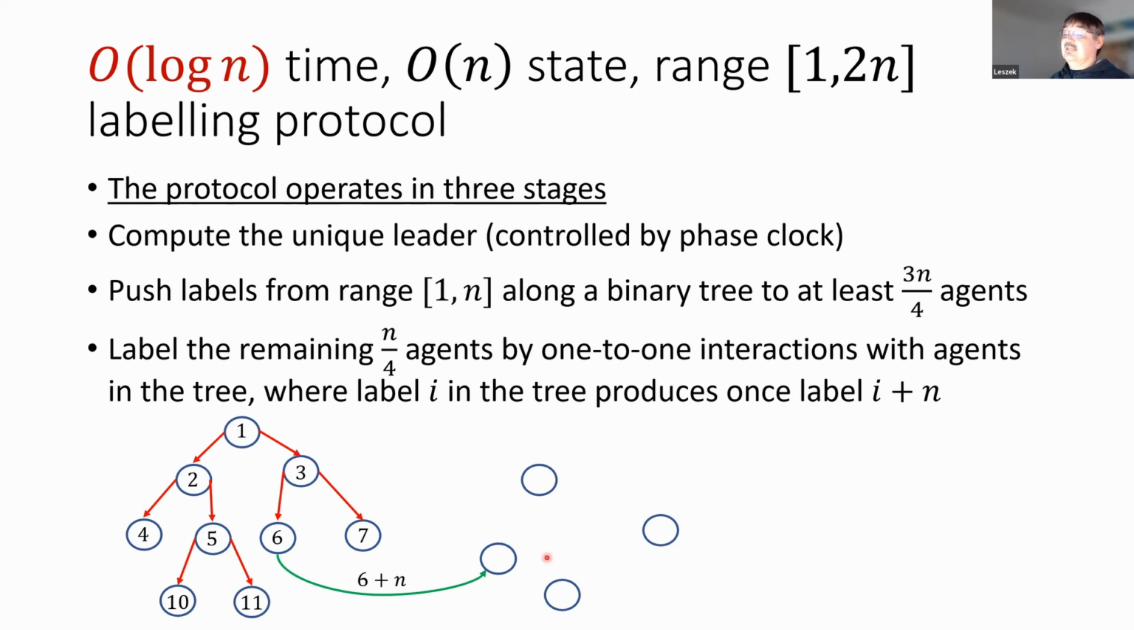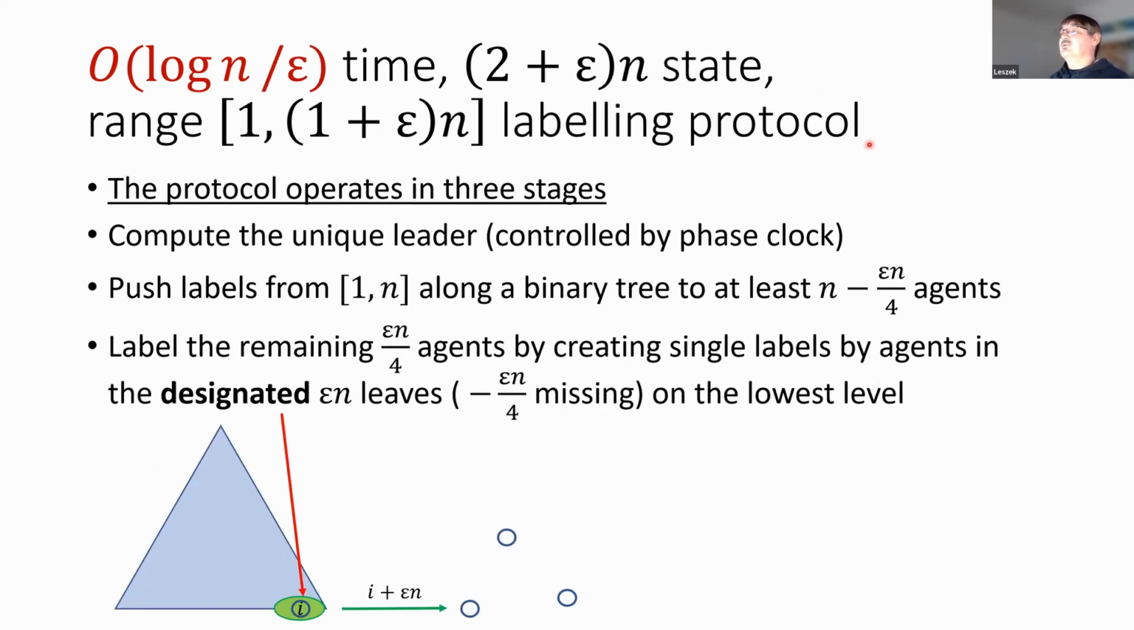If any agent from here meets anyone here, for example, this one meets number 6, it adopts the label 6 plus n. This way, we will have, in logarithmic time, labeling using labels from the range 1 to 2n. So you can squeeze a bit more space in terms of states and labels. You can improve the number of states to (2 plus epsilon) n, and the labels to the range from 1 to (1 plus epsilon) n, just by running this second stage longer, for this time.